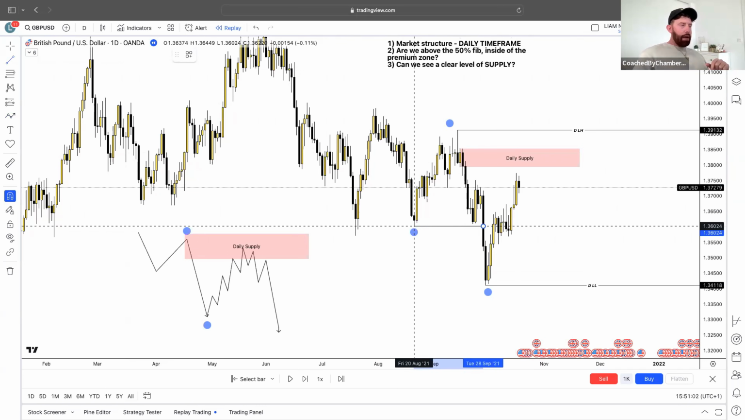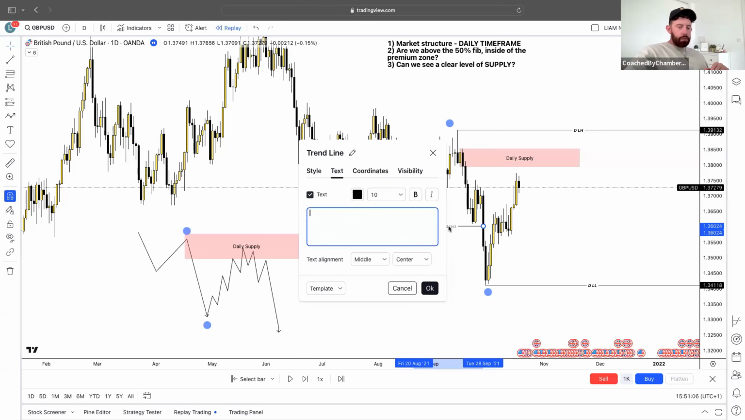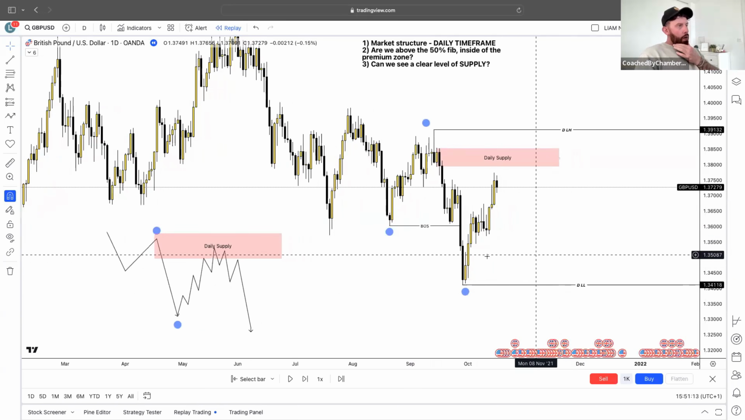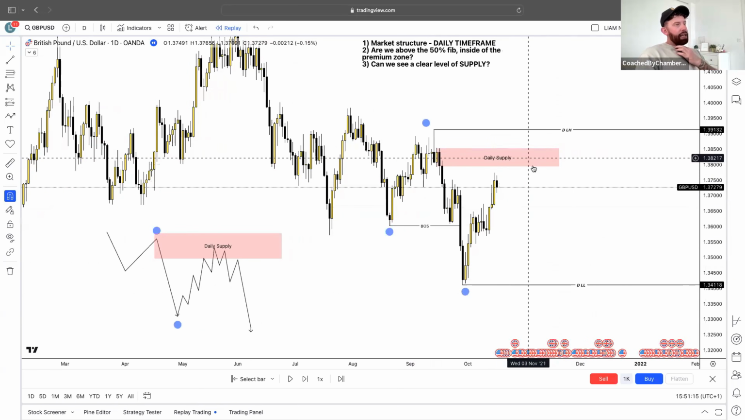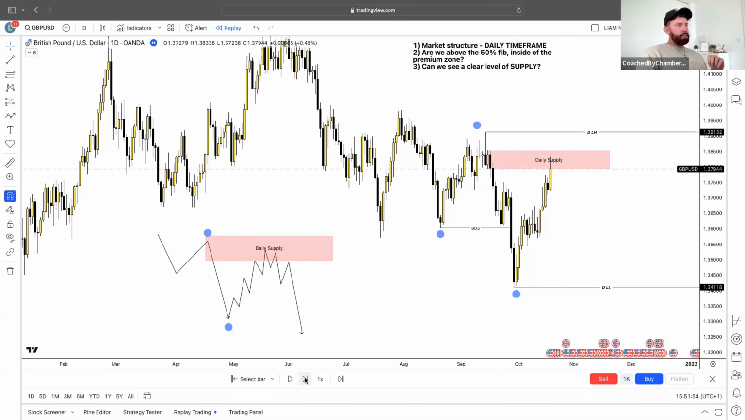Now, with that being said, what I would like to see is the market react from this daily supply. So if we naturally carry on, we'll be able to see if we can see a market shift from the daily supply area. And we'll do that now. Okay, so let's play this ahead. And as you can see, we are now currently in the daily supply area.